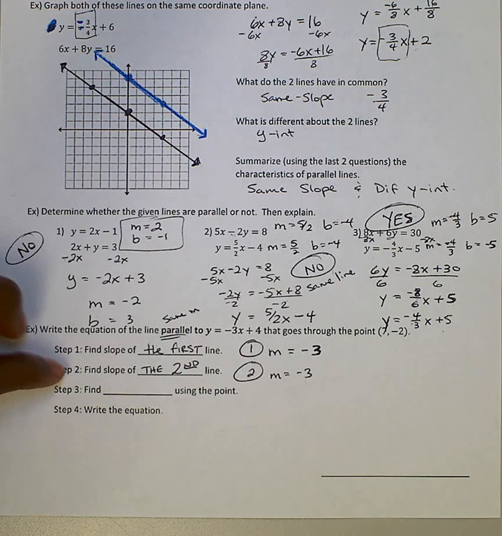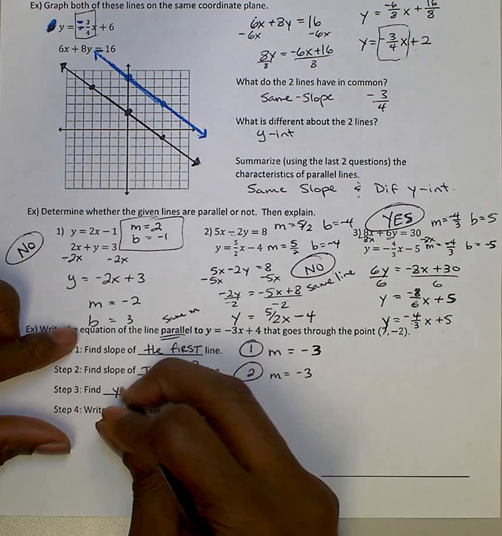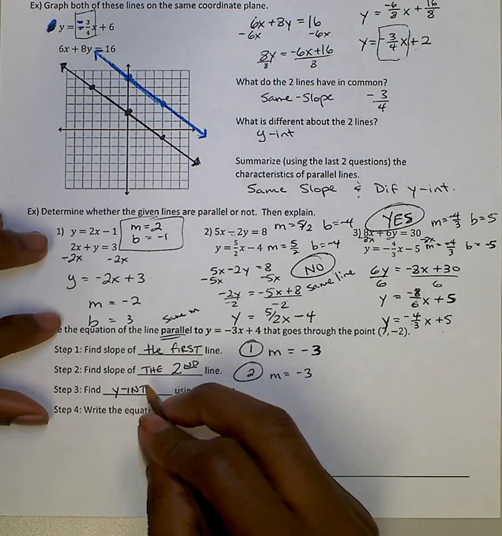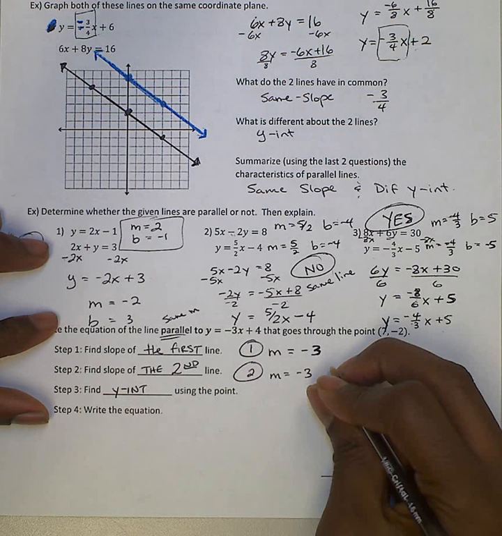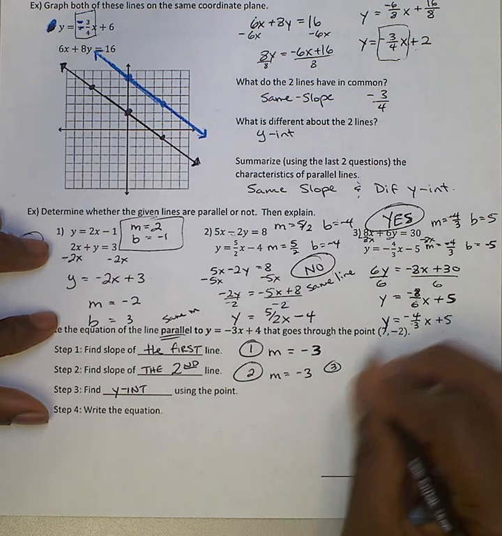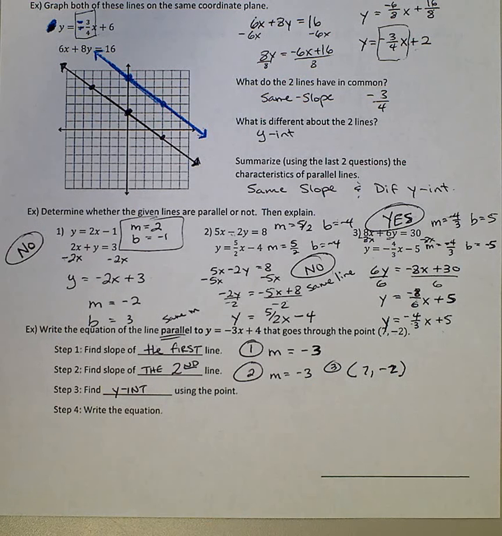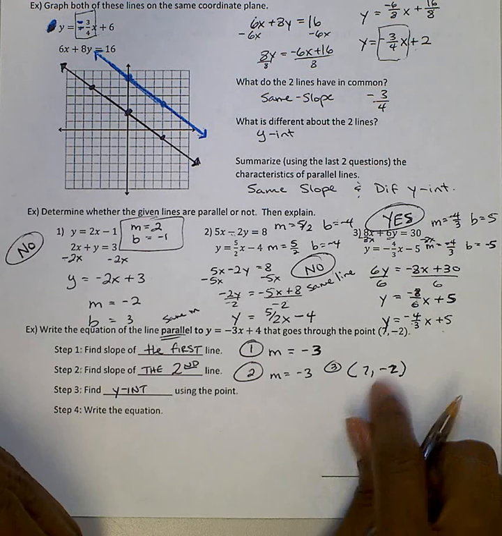And then we're going to find the y-intercept using the point. So from here, we're going to use this point, 7, negative 2, and then everything from here should be what we've already done in the last couple of sections of writing the equation of a line using a point and slope.